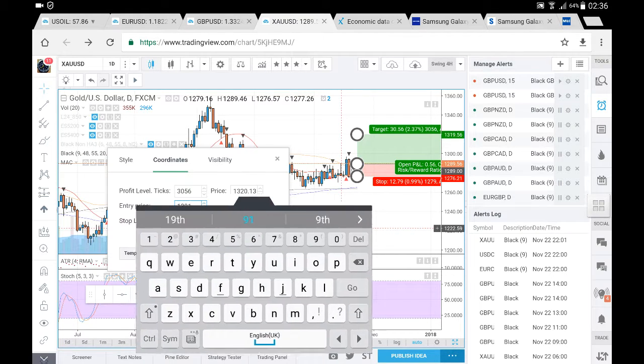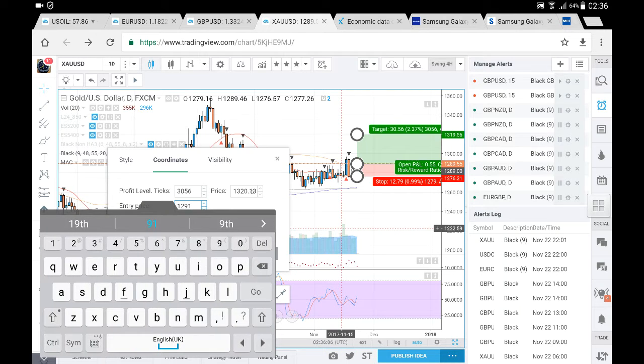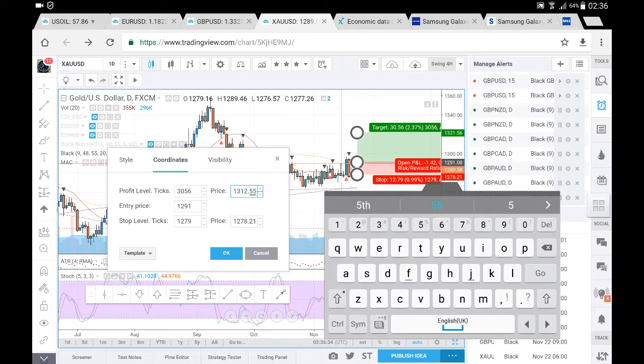So entry 1291, and our take profit, let me just work this out. Bear with me a second here while I mark it down. So it's at 1291, that's our entry. Our take profit is at 1255. 1255 is where our take profit is for this trade.